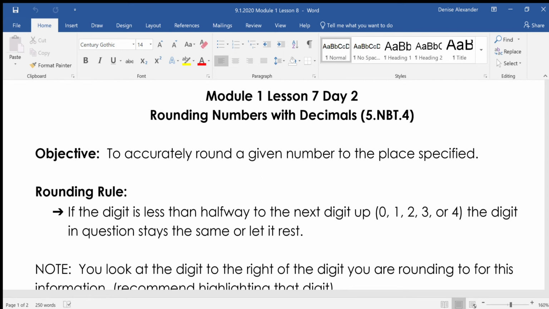We've been dealing with rounding numbers, and we're rounding numbers with decimals. All of you have got it where you can round to the whole number, and I'm very proud of you. But before we jump into rounding a given number in a place specified, I wanted to look at something that we've been practicing, and I'm going to do a quick review.